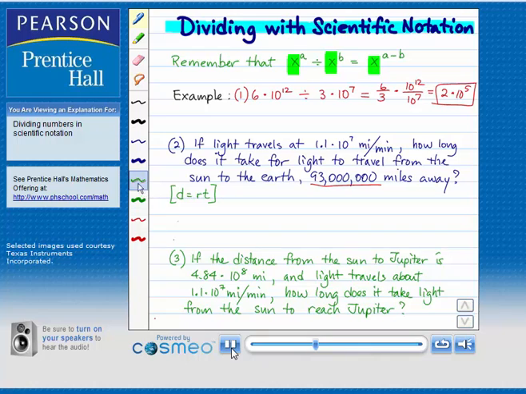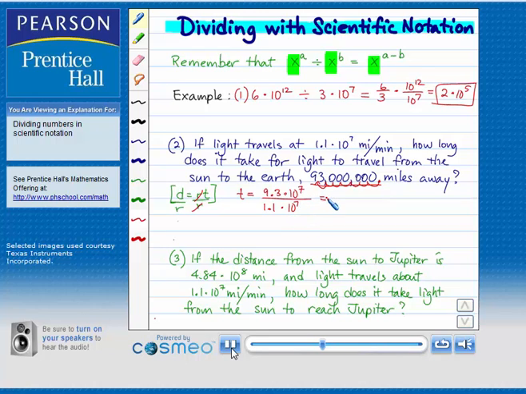So if I wanted to solve that equation to find time, I would divide each side of the equation by r, and that would give me time is equal to distance divided by rate. So let's do that. The distance, let's write in scientific notation. Remember, wherever the decimal exists, I'm going to move it until I have a number between 1 and 10. So in this case, 1, 2, 3, 4, 5, 6, 7 places. That gives me 9.3 times 10 to the 7th divided by 1.1 times 10 to the 7th.